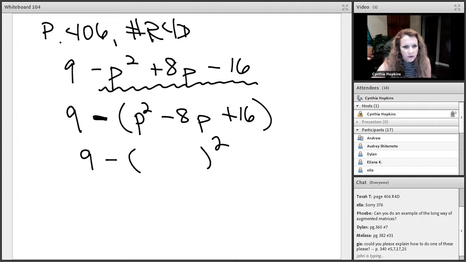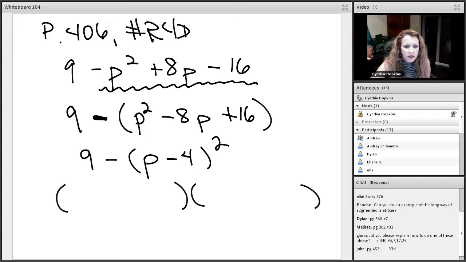So that perfect square trinomial factors into p minus 4, the quantity squared. And then since I have this 9 minus in front of that, I've now gone from 4 terms down to 2 terms, and my 2 terms are a difference of 2 perfect squares. And so I'm going to factor that into the sum and the difference of their square roots.